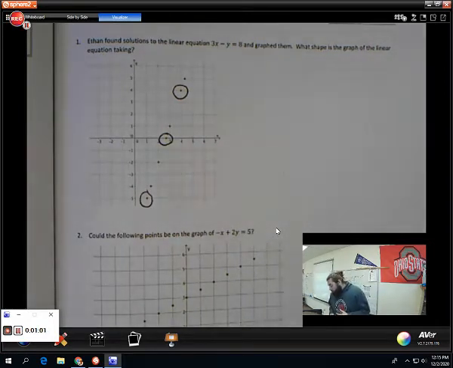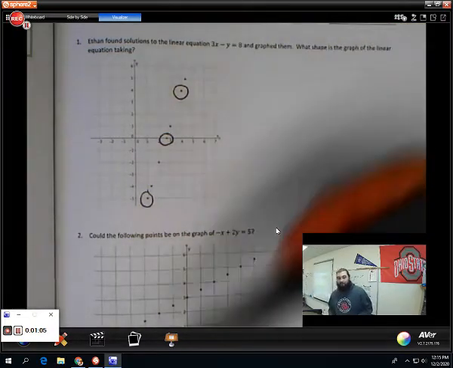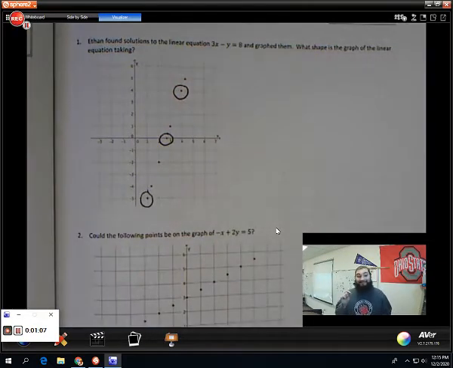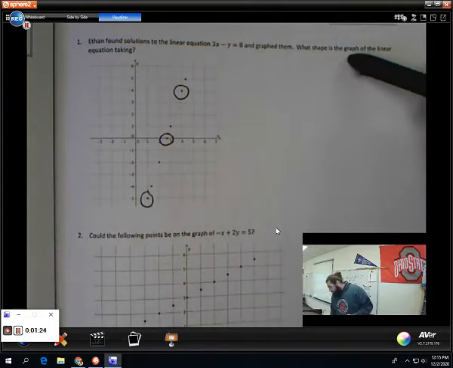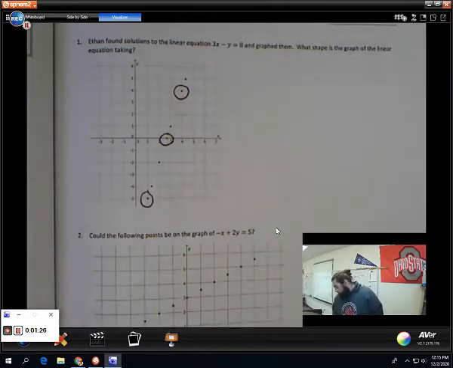So, what we're doing here with question number 1 is we're using an equation that is very similar to one we looked at before. This is not the exact same question from the last video, but it's very similar. The other one was 3x plus y equals negative 8. This one is 3x minus y equals positive 8. And so, what they're asking us to do is look at what is the shape of the graph that the linear equation is taking. Essentially, what is it creating when we have these points put onto this coordinate plane?